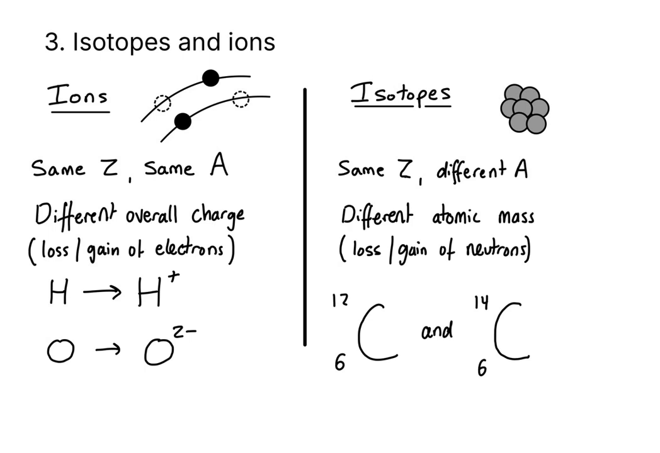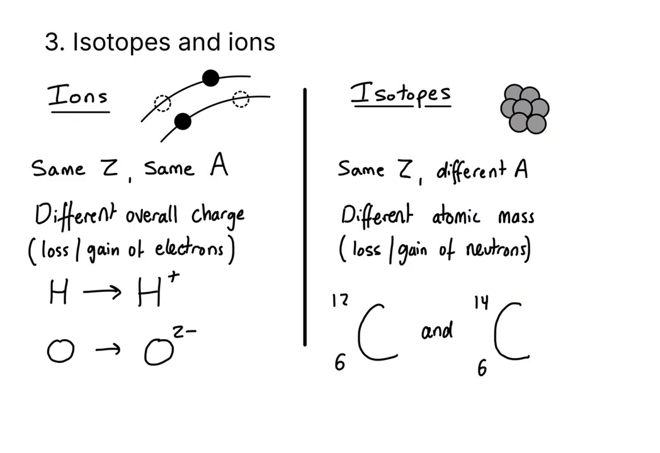Now, two words that students constantly mix up, ions and isotopes. Let's make sure that we know what they both are. An ion is the same element that has gained or lost electrons, so it ends up with an overall charge. The key word there is same element. The proton number Z hasn't changed. You've just added or removed electrons on the outside, and that's what gives it a charge.